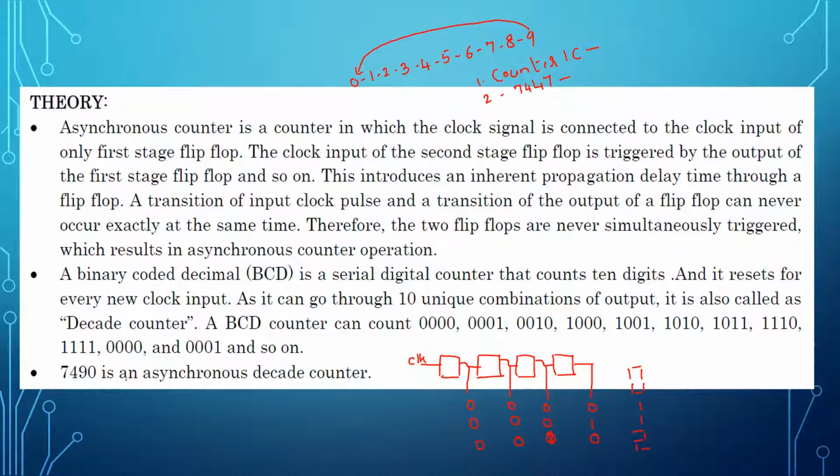See here, 7490 is an asynchronous decade counter IC. In addition to that, I need one more decoder which will convert your binary to decimal. So that is what has to be done. For every clock input you apply here, your counter will display the count.